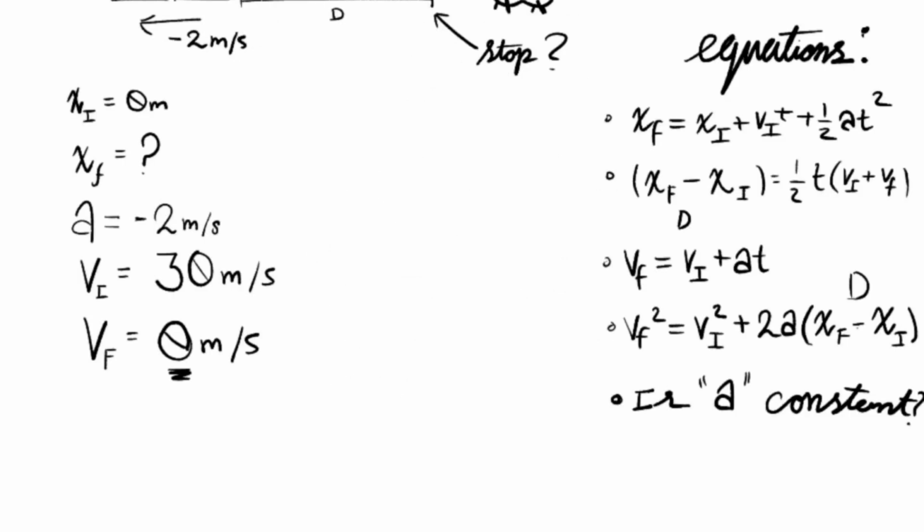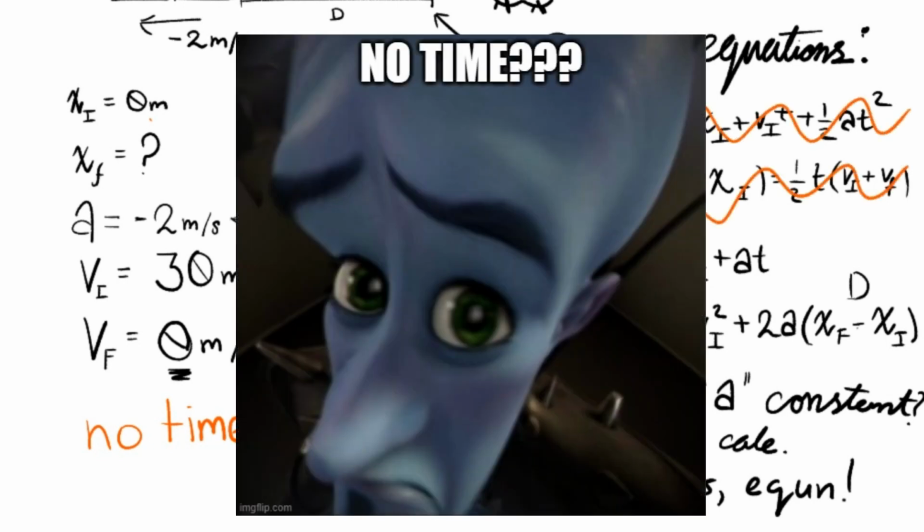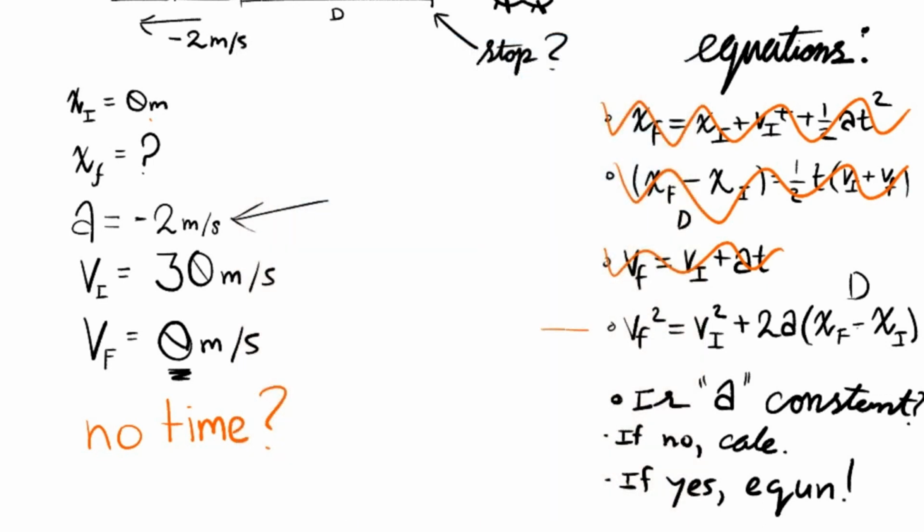Now, the most important thing is, can we use these equations? I'm writing a is constant here because we need to check if a is constant before we can use any of these equations. Now, it's negative 2 meters per second squared, so we're fine. But if no, you would normally have to split up the problem where a is constant, or use calculus, like I write here, which is derivatives and integrals. If yes, you can definitely use the equations. So let's look at what we have. We do not have time, which means we cannot use any of those equations right there.